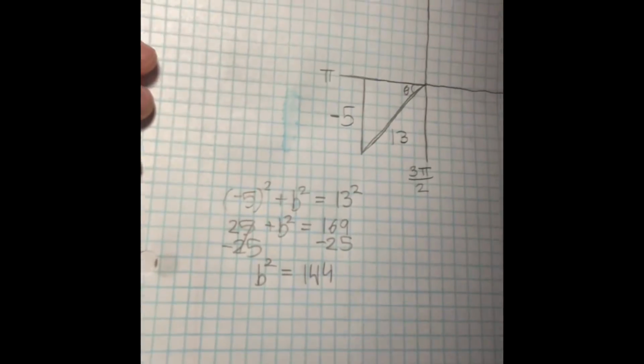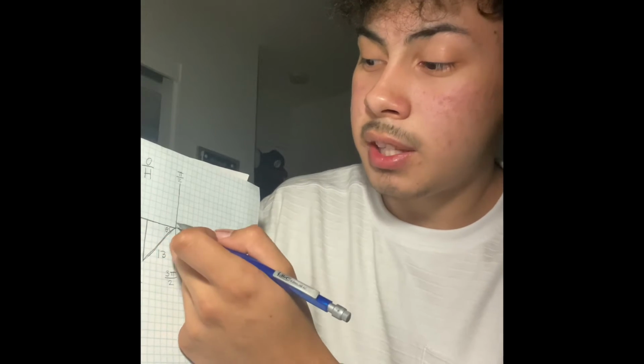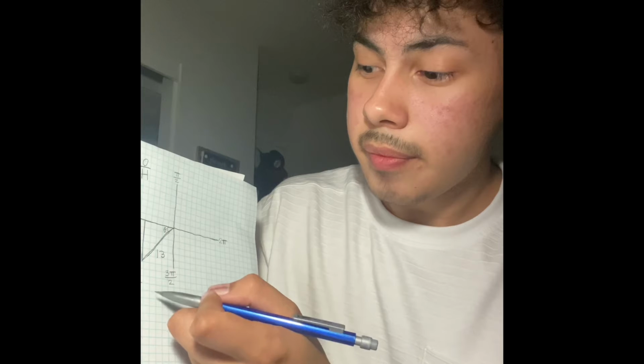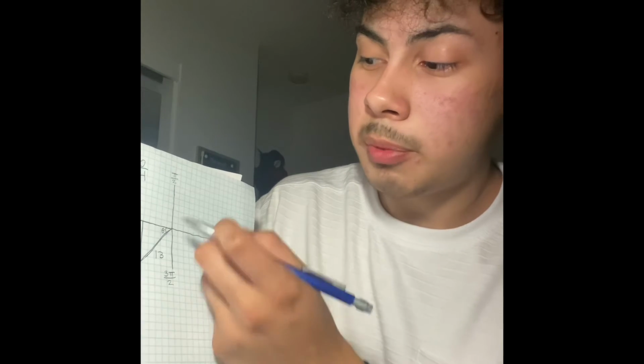So you get that. And then you take the square root on both sides to get rid of the squared on b. So you get b is equal to plus or minus 12, since the square root of 144 is 12. So we have b is equal to plus or minus 12. And right here, since x in this quadrant is negative, the value of 12 would be negative. So you have plus or minus, and you're going to choose the minus value since we are in the negative quadrant.